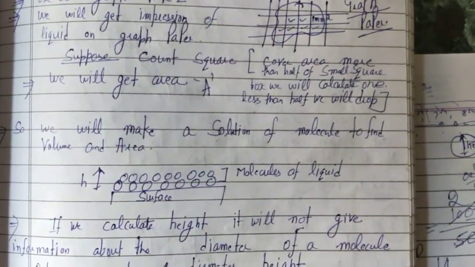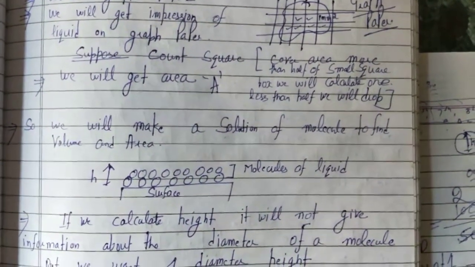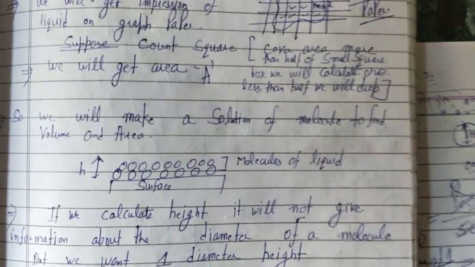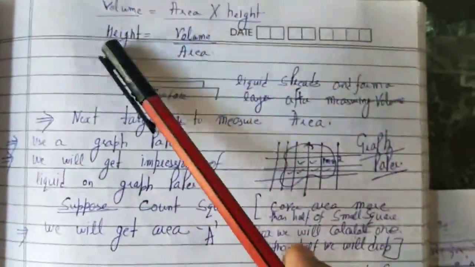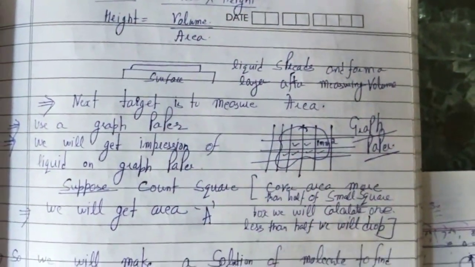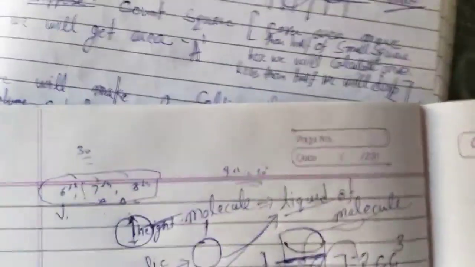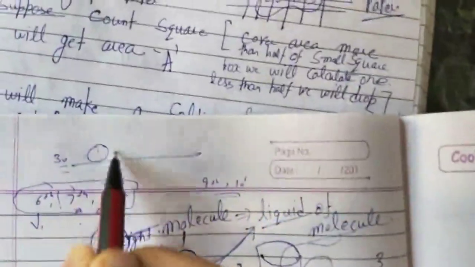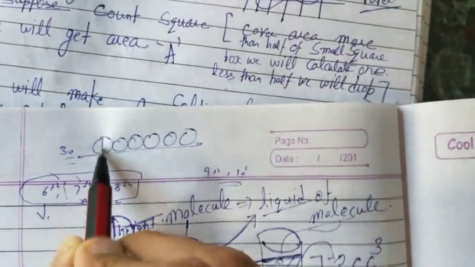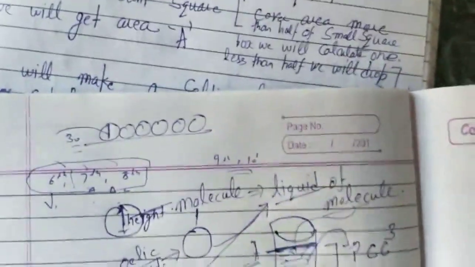Now you know the procedure. In step number 1 we have to calculate the volume. In step number 2 we have to calculate the area. We will divide the volume by area. We are going to get the height of one layer of molecules, that is equal to the diameter of one molecule.